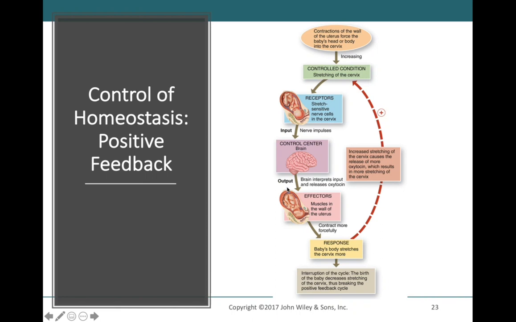And of course, we need to be able to get out of this feedback loop. I don't think it'd be very beneficial if we were stuck in childbirth perpetually after this point. So the goal is when the cycle here is interrupted, that's going to decrease the stretching on the cervix. So when the baby is born and the baby is no longer pushing along the walls of the cervix, that's going to decrease this positive feedback loop.